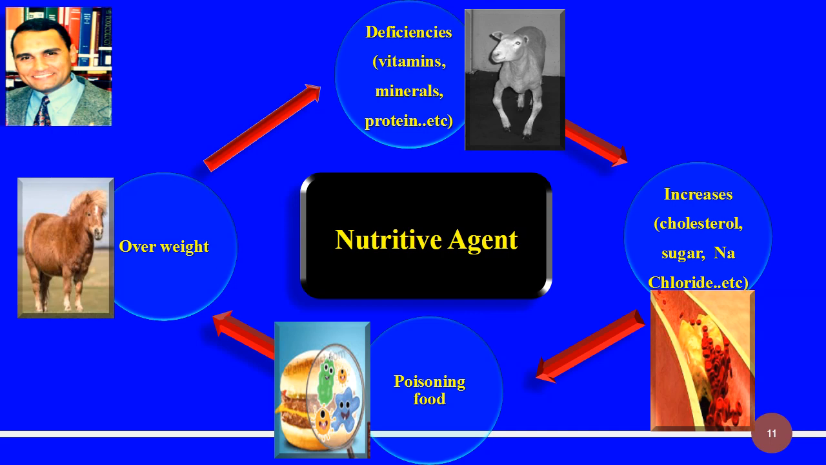Nutritive agent. This deals with the deficiencies of vitamins, minerals, protein, and so on, as well as increases in nutritional components, such as cholesterol, sugar, sodium chloride, and etc. Or searching for the presence of poisoned food. These nutritive agents may lead to overweight due to excess presence of them in animal or human feed or foodstuffs.